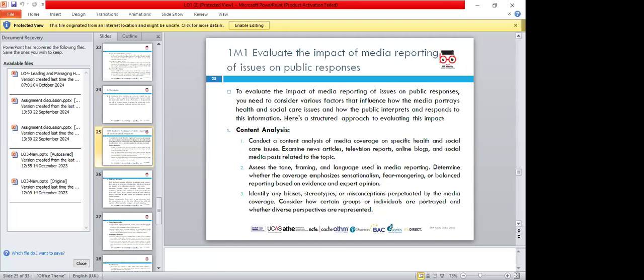And then the reporting, is it biased or twisted just to turn some people against healthcare, against carers? Are there any stereotypes? Is there any stigma? Consider the certain groups or individuals that are portrayed, and whether they are diverse. Is it about racism? Are they talking more about Black African people? You need to assess all this. It's called content analysis.